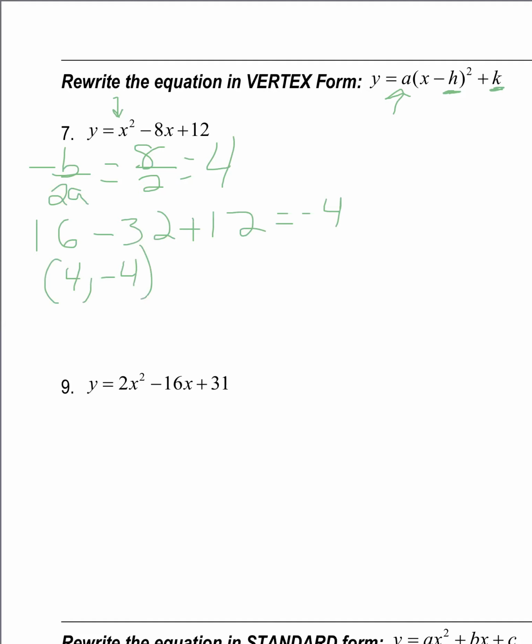So all I have to do to rewrite this equation from standard form into vertex form is pop in all the pieces, right? So y equals a, which is 1. I'll write the 1, but you don't need it. Times x minus h. Remember that's h and that's k. So that'll be x minus 4, close it, square it, and then plus k. There it is.